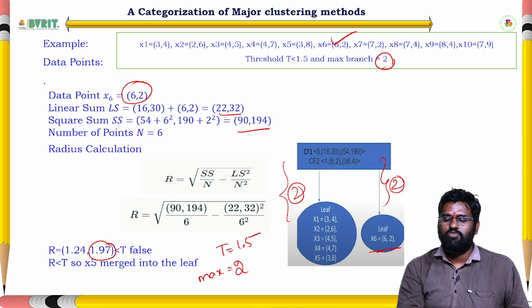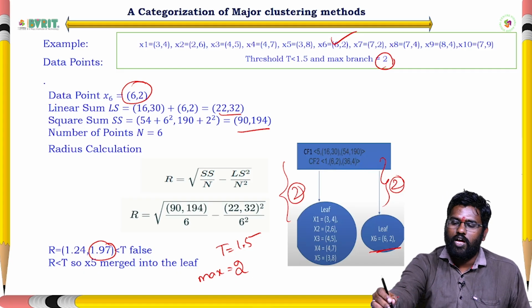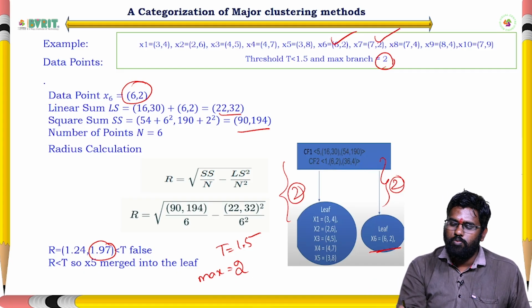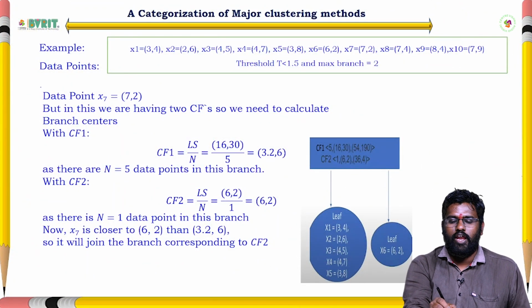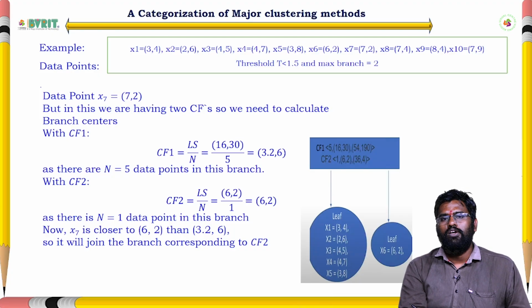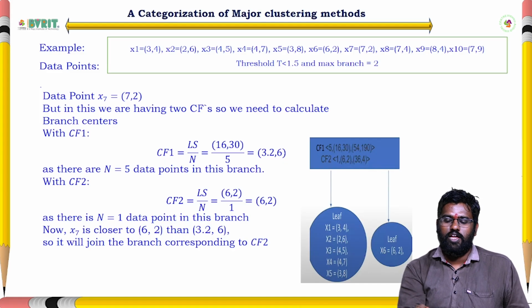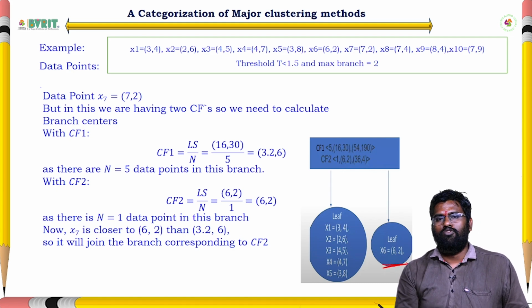Next, we follow the same process and calculate for x7. We need to calculate whether x7 will be moved into CF1 or CF2. We have the two options CF1 and CF2. CF1 means LS by N, where LS is the linear sum value. So 1630 by N, that is 3.26, and this other value is 6.2. So x7 is closer to 6.2 than to 3.26. That's why we include x7 into CF2. Why? Because these values are higher values.